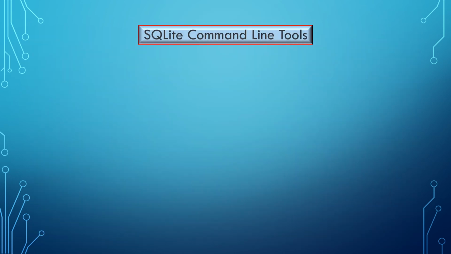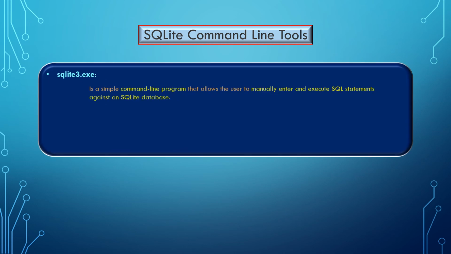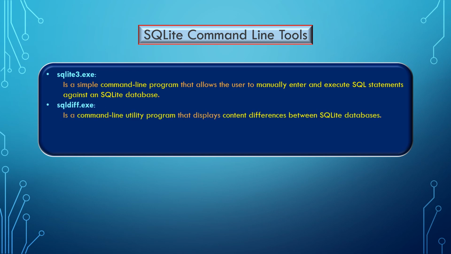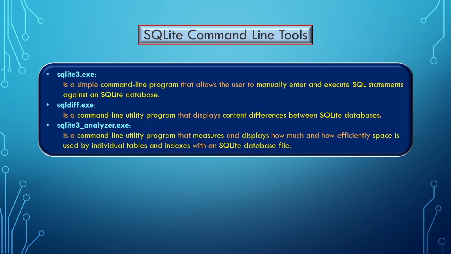Here are some descriptions of the SQLite command line tools. SQLite3 is a simple command line program that allows the user to manually enter and execute SQL statements against an SQLite database. SQLDiff is a command line utility program that displays content differences between SQLite databases. SQLite3 Analyzer is a command line utility program that measures and displays how much and how efficiently space is used by individual tables and indexes within an SQLite database file.